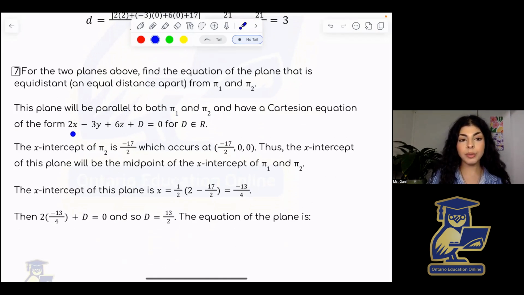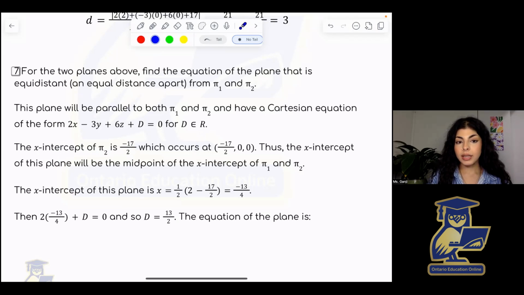So this plane, firstly, will be parallel to both pi 1 and pi 2. So that means you can already set up the Cartesian equation, so 2x minus 3y plus 6z, and all we have to do is find d. And d will be in the set of real numbers, so it is a scalar. So we have the x-intercept from the first plane, so we find the x-intercept of the second plane, and it will be -17 over 2.